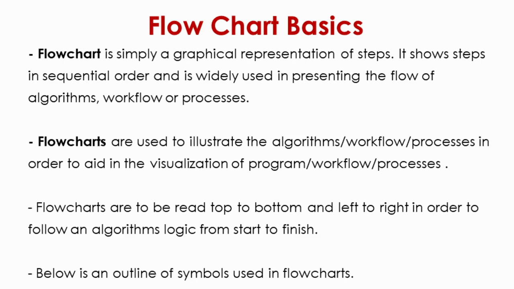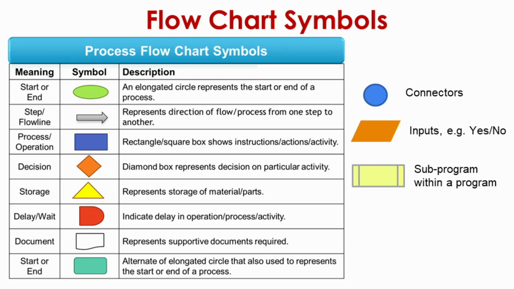We are going to see some of the symbols that are basically used in designing a flowchart. The symbols are important, as you can see in this table: the meaning, symbol and description. So the green oval shape, or it can be a rectangle with curved edges, is the start or end of the process. Then the arrow tells which direction it goes from and to. And then the rectangle is about processes. A rectangle or square box shows the instruction, or what it does.